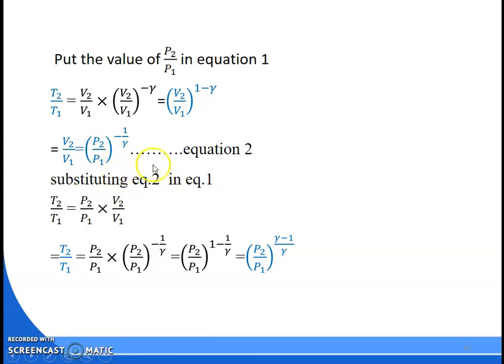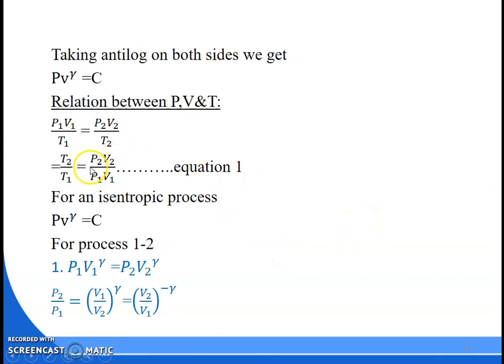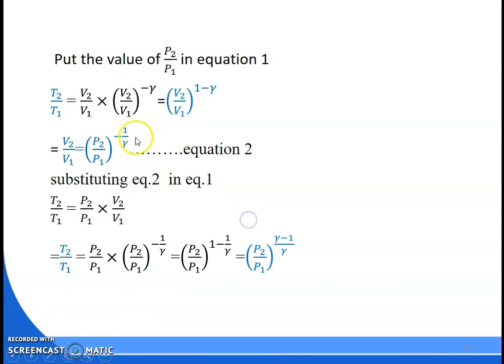Okay. Then substituting equation 2 in equation 1. What is your equation 1? Equation 1 is P2 by P1 into V2 by V1. So in place of V2 by V1, what can I put? (P2 by P1) to the power minus 1 by gamma. So what is left? P2 by P1 to the power 1 minus 1 by gamma. So that is equal to P2 by P1 to the power, taking gamma as the LCM, gamma minus 1 by gamma.